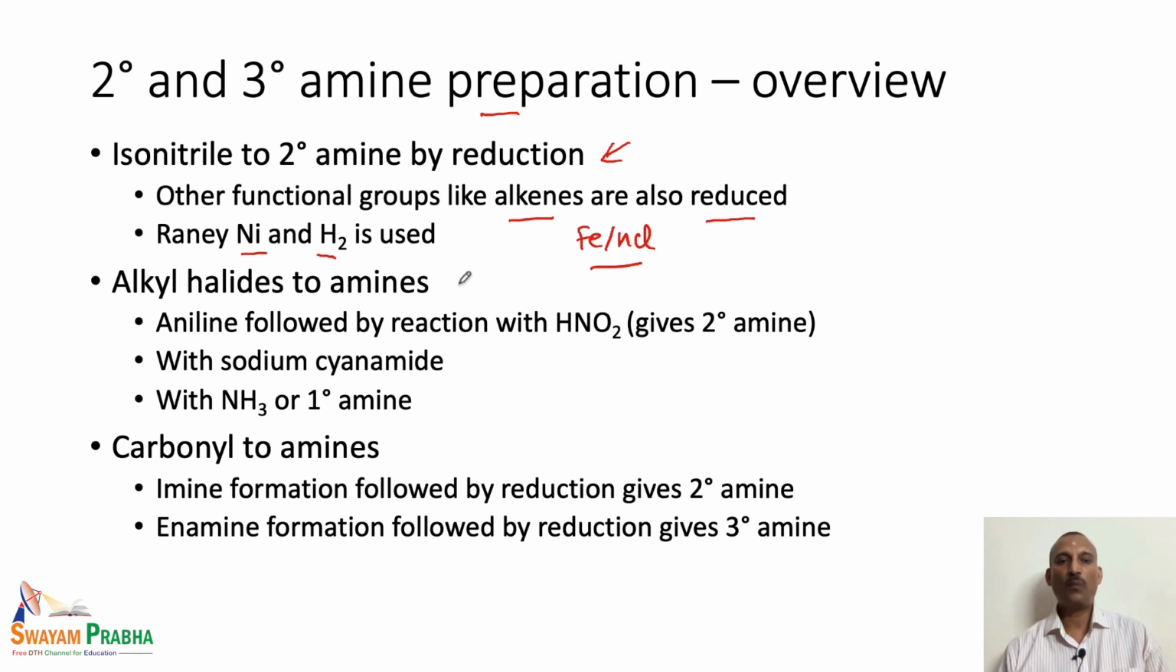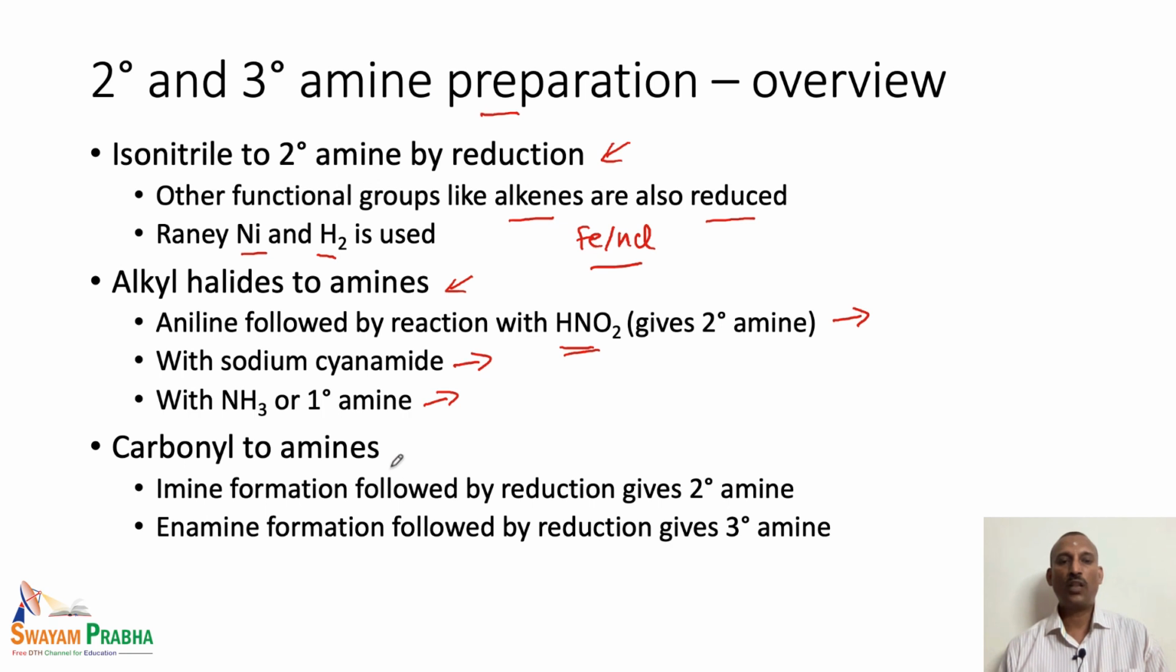And we also have seen about the alkyl halide to amine conversion. Here aniline followed by reaction with nitrous acid to give the secondary amine is one reaction we have seen. We can also use sodium cyanamide, or we can also use ammonia and primary amine to prepare the secondary amine. The better method is the reaction of alkyl halides with aniline. So the dialkyl aniline is formed, which is treated with nitrous acid to give the para-nitroso derivative, which on hydrolysis gives the corresponding secondary amine. So here we get exclusively the secondary amine only, there are no side products formed in this reaction.